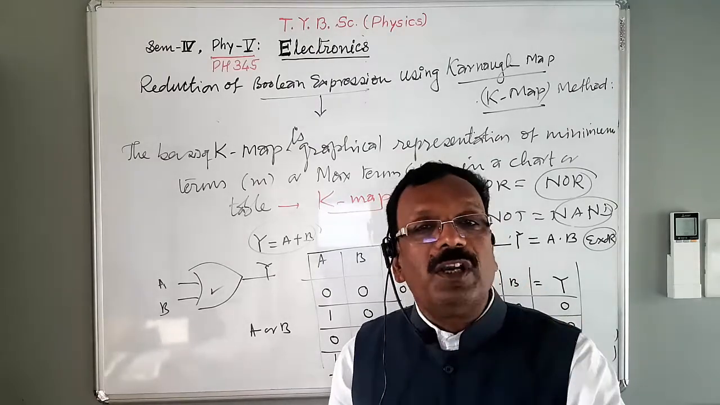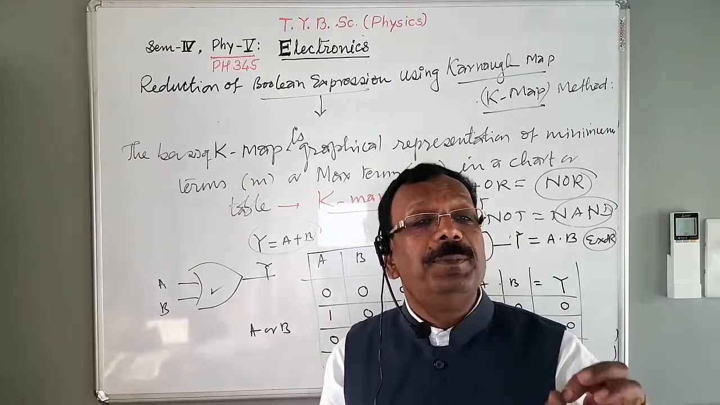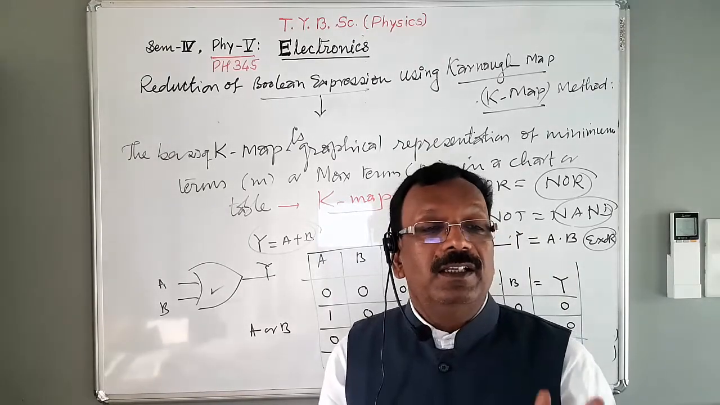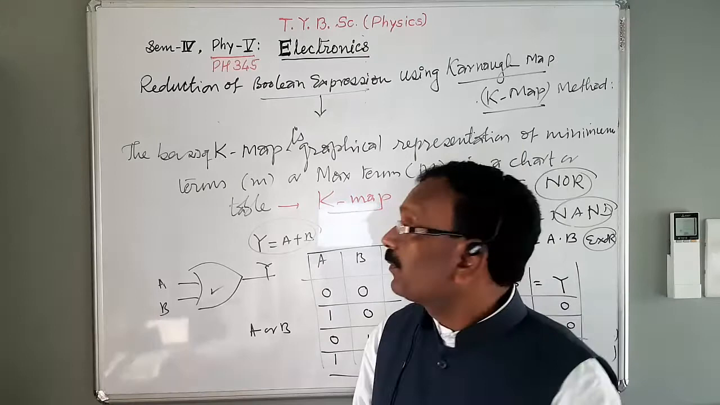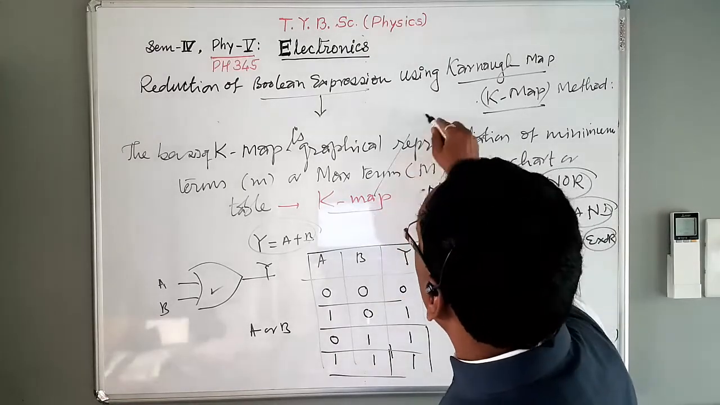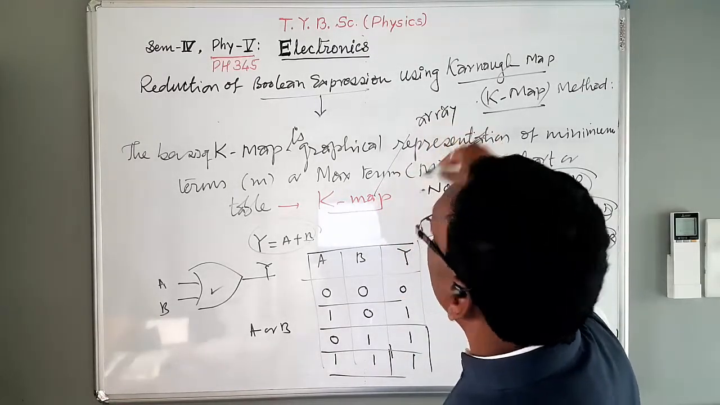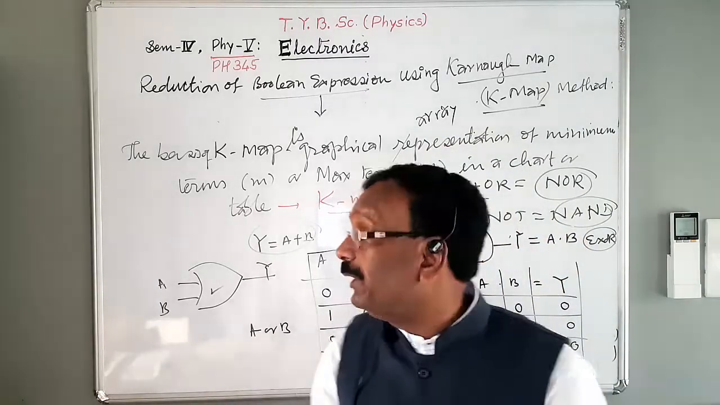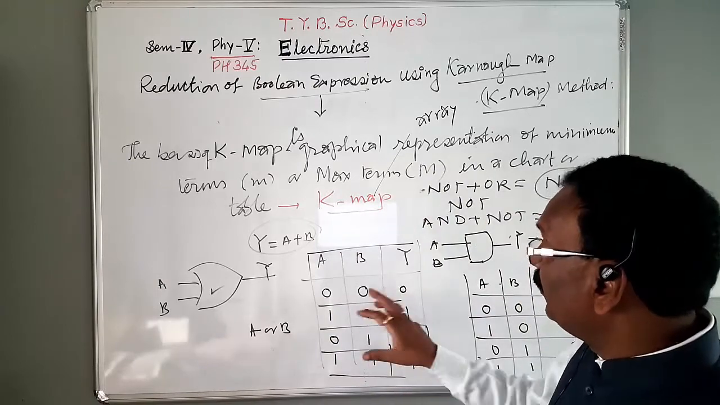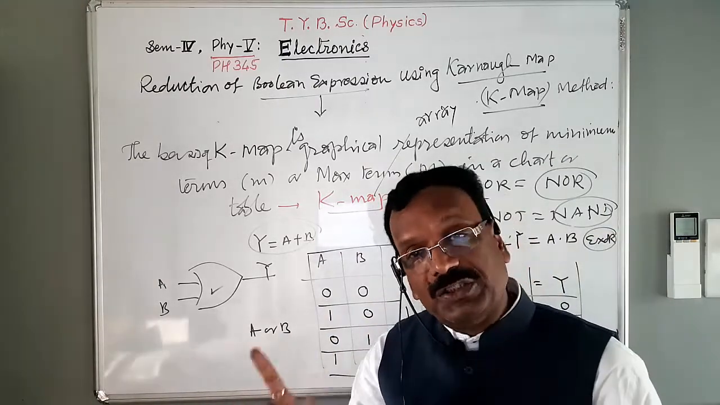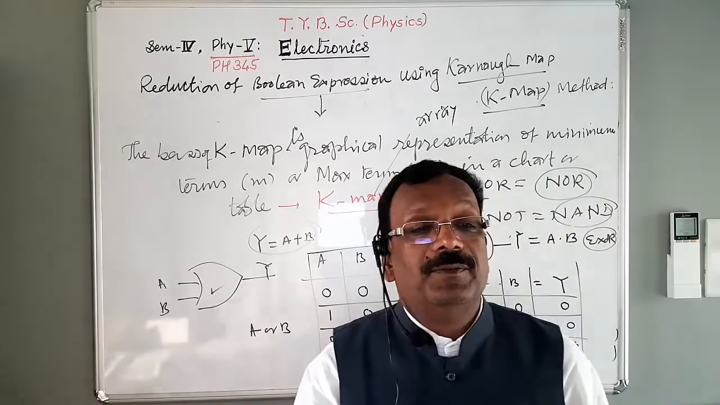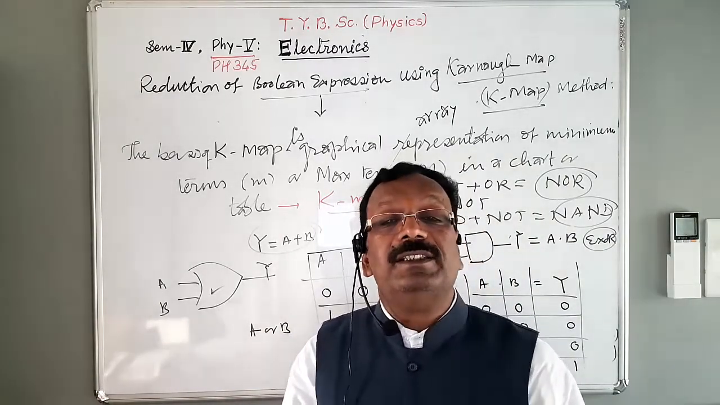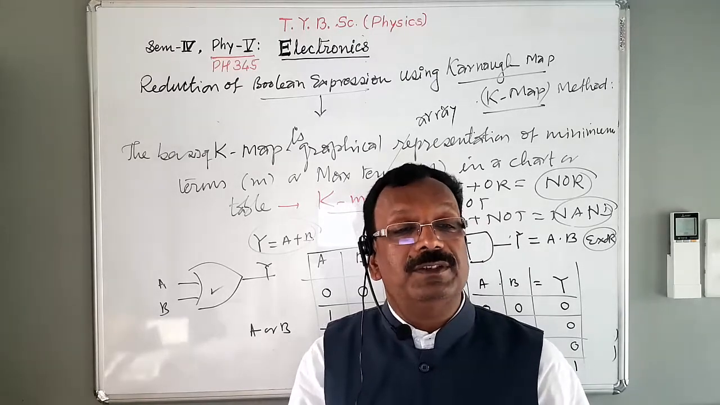Third important point regarding K-map: K-map is an array of cells, that means similar type of data. K-map is an array in which each cell represents a binary value. Every cell contains a binary value, either 1 or 0, and hence this is an array of cells representing binary values of input variables.